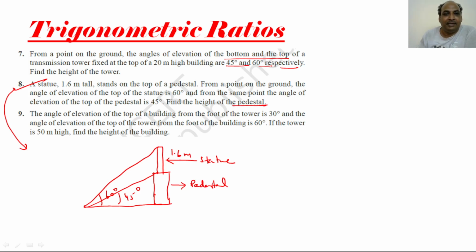Okay, and here the height of the statue is given, the height of the pedestal is not given. There, the height of the building was given, and the height of the tower we needed to find out. So the process is the same. If you take these points A, B, C and D, it forms a right angle triangle. So A, then here points B, C, D, like this. This is 45 degree, this is 60 degree.